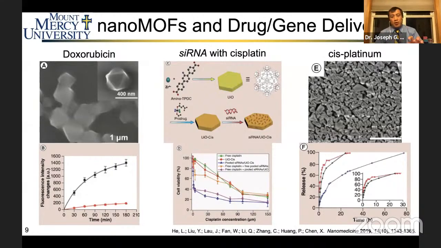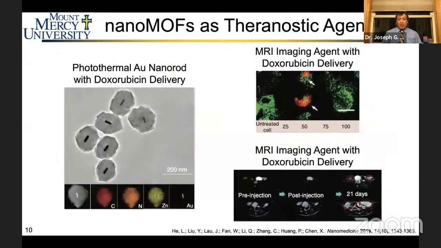Now, while I've shown you many examples where MOFs have been used, the problem is that they still have some limitations. And while these have been great examples, one of the biggest limitations to think about is, where can it not be used?